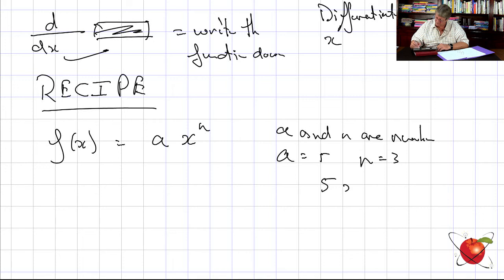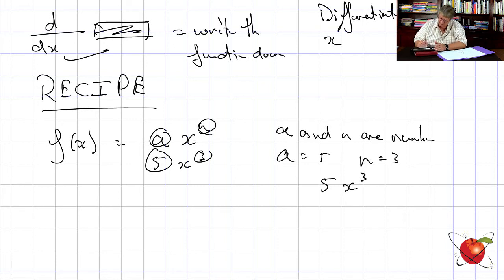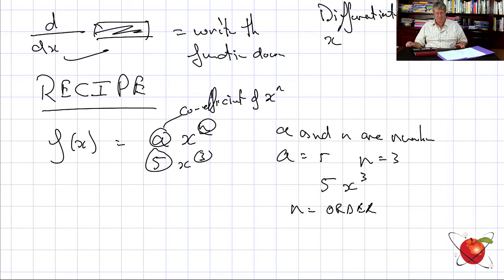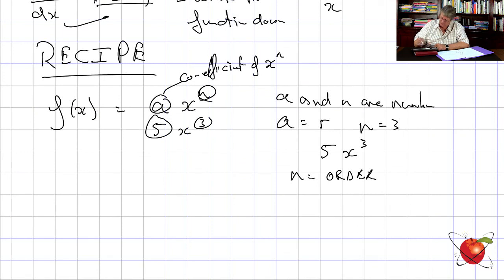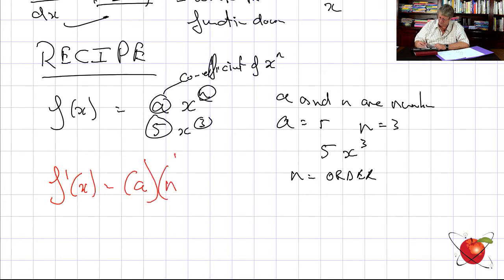Which means that would be 5x to the 3. Can you see? 5x to the 3. A is the constant. It is the coefficient of x to the n. N is the order. Remember that. That's quite a long way back in most people's lives, isn't it? It's the order of the polynomial. In this case, it's order 3. It's a cubic. Now I'm going to say, okay, so therefore the derivative, and I'm going to write it in red, f prime of x is equal to a in brackets multiplied by n, x to the n minus 1. That is the recipe for that.